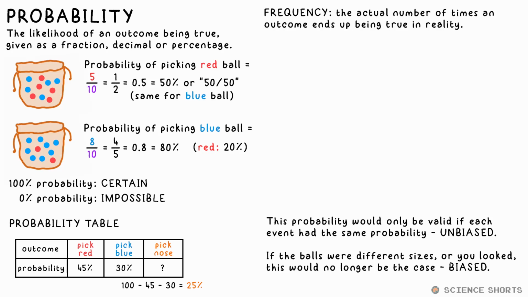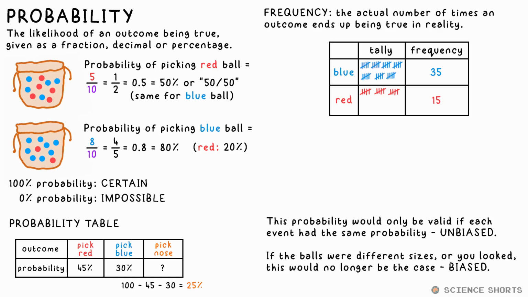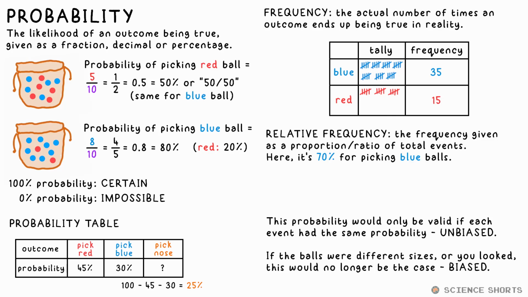Let's say you take out a ball at random, see what color it is, put it back and repeat this, say, 50 times. What should be the frequency that you pulled out a blue ball? That is, how many times it happens. You should have pulled out 40 blue balls, and therefore 10 would be red. Will that happen in reality? Maybe, but maybe not. Let's say you pulled out 35 blue balls. That means the relative frequency in this real world test was 35 divided by 50, 0.7 or 70%.